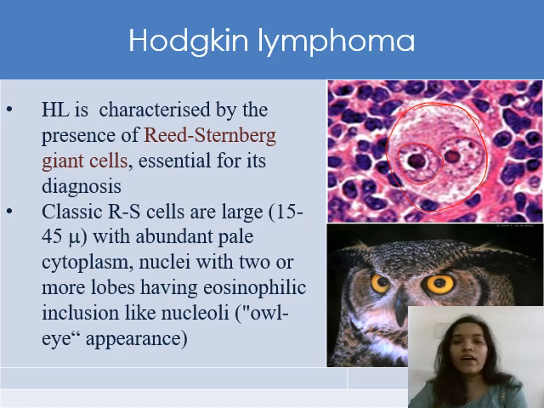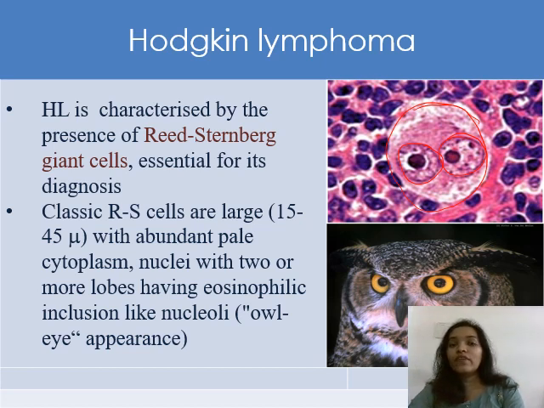So a classical RS cell will have two nuclei which will have inclusion-like nucleoli inside them, and this will appear to us as owl eye appearance. So that is a classical RS cell normally we see in Hodgkin's lymphoma. Presence of an RS cell, there are also other differential diagnoses for it which we should be careful while diagnosing.